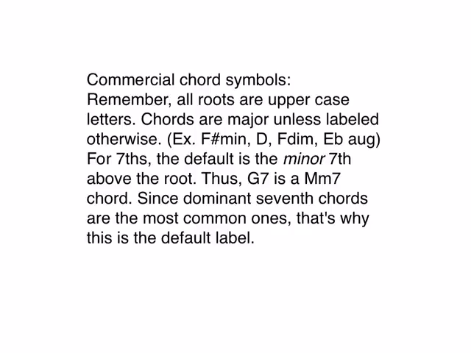How do we represent these with lead sheet or commercial chord symbols? Remember, when we just had triads, all of the roots are uppercase letters. So chords are major unless they're labeled otherwise. So F sharp minor: uppercase F sharp, and then put minor after it, or just the letter m is one abbreviation. D means a D major chord. F diminished, E flat augmented. Those are ways to represent triads.